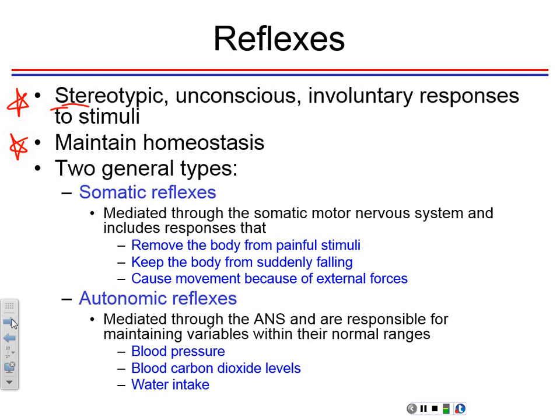Like right now I'm walking barefooted, okay? I step on a tack or broken glass, immediately I'm gonna withdraw, right? Otherwise, if I keep stepping on that tack, it's gonna keep going deeper and deeper and keep causing more damage. Okay, so you want to reduce damage. So remove body parts from painful stimuli and keep the body from suddenly falling.